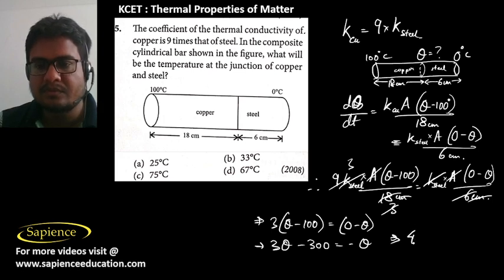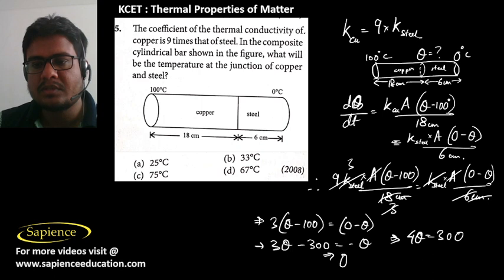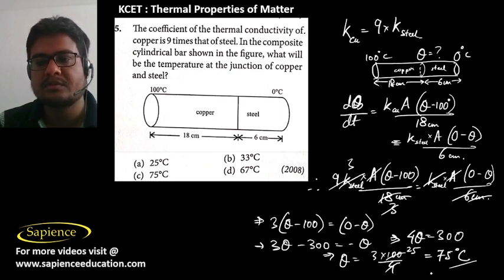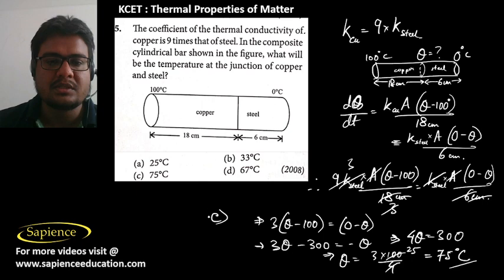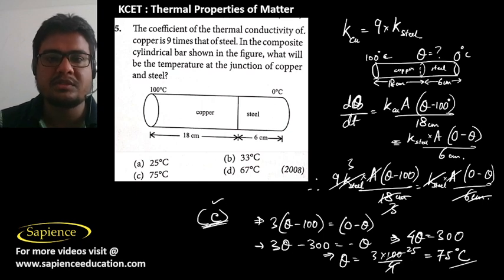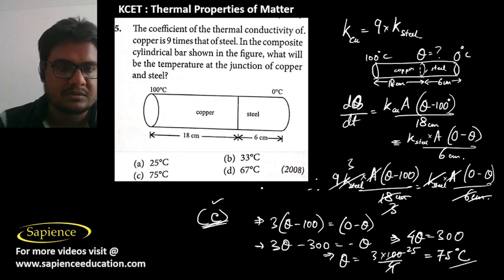So therefore we can say 4 theta will be equal to 300. So theta will be equal to 3 into 100 divided by 4. So 4 25s are 100, so 25 into 3, that is 75 degrees Celsius. So option C is the correct answer. It means the temperature at the junction of copper and steel should be 75 degrees Celsius.